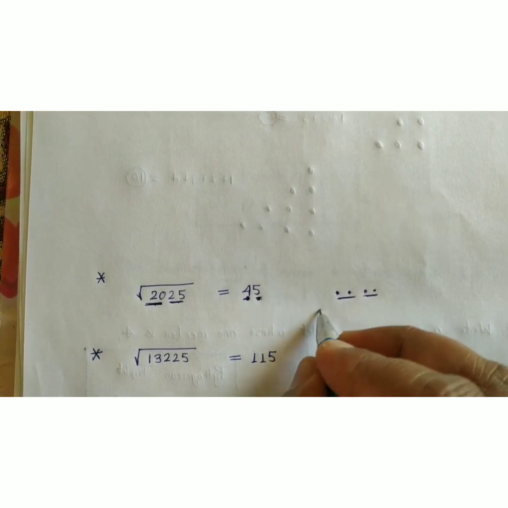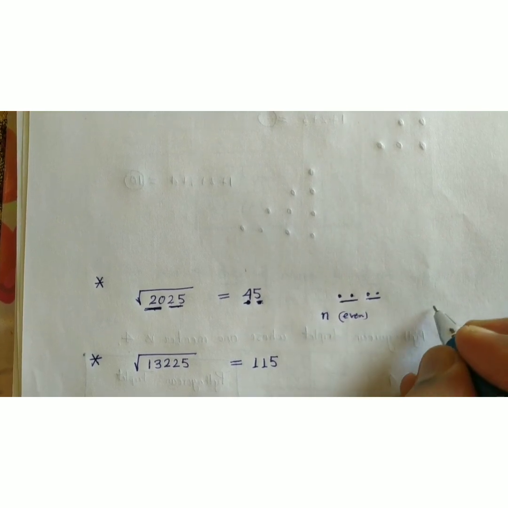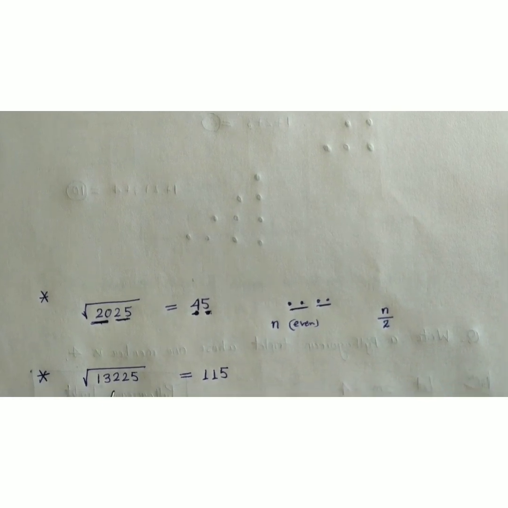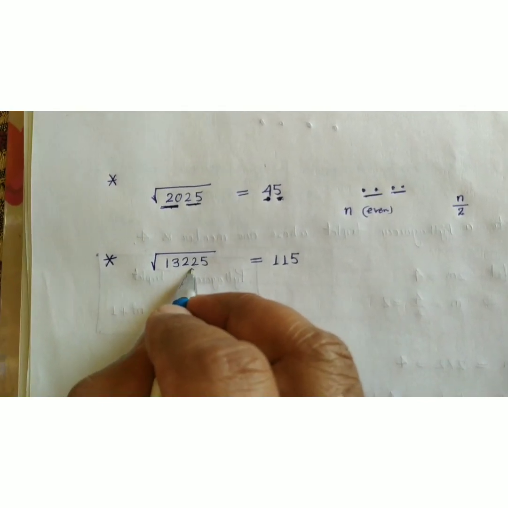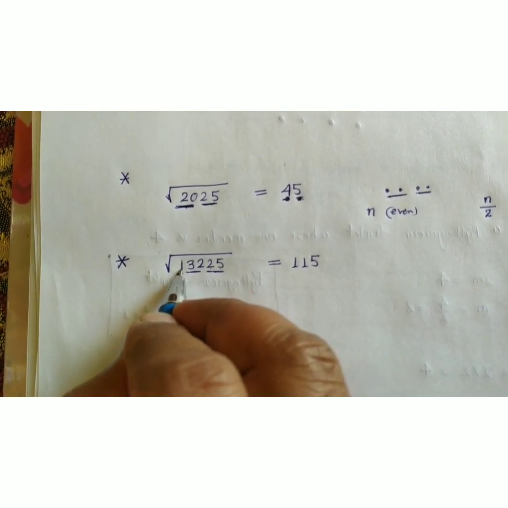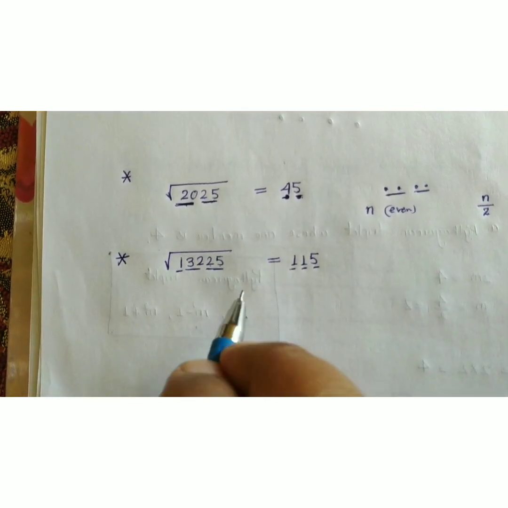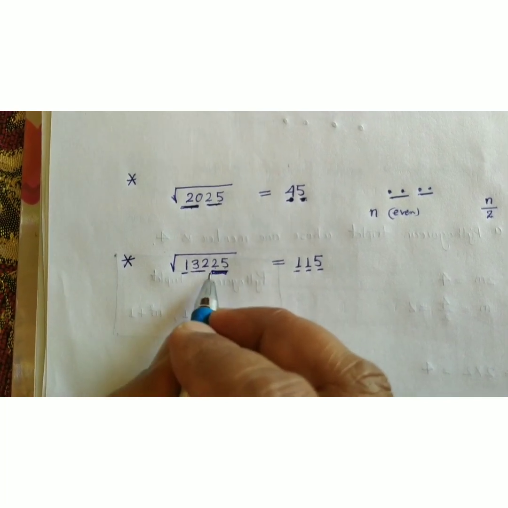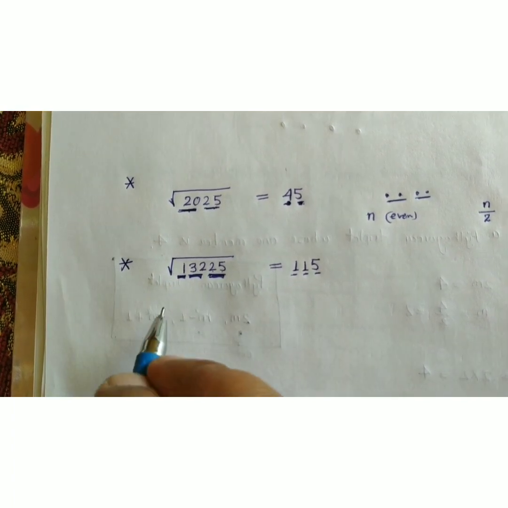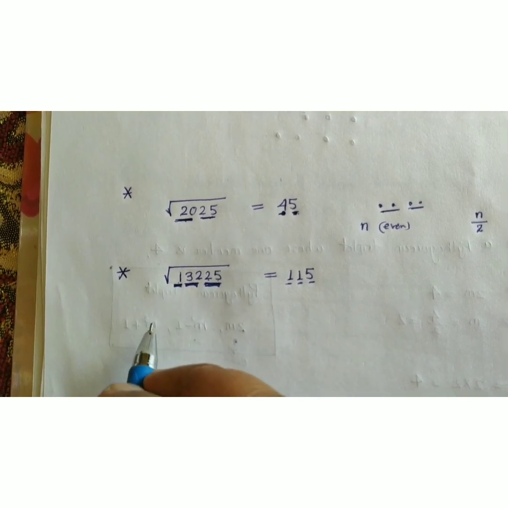So suppose the number of digits is n, where n is even. Then the number of digits in the square root is n by 2. Next example. Here we have 5 digits, and in the square root we have 3 digits. Here we can see that we can form 3 groups. In last group we have only 1 digit. Here we can see that number of digits is odd, 5.